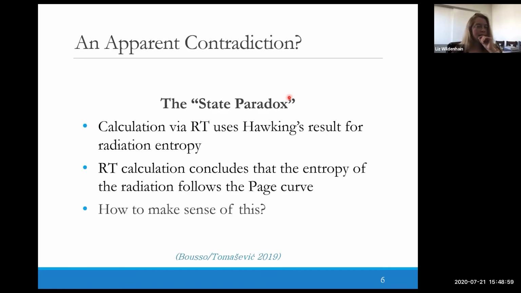So in these calculations, it seems like they raise a kind of puzzle in that the calculation uses Hawking's result for the radiation entropy, as we will see when I go through some examples. So it seems to use Hawking's result, but nonetheless, the conclusion is that the Page curve comes out of the radiation's entropy, so the entropy follows the Page curve. So that seems to be contradictory. How should we make sense of this? And this paradox, or an equivalent of this paradox, which I will review in a moment, was first pointed out in this paper here in a slightly different setting.